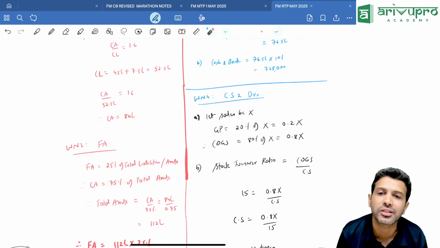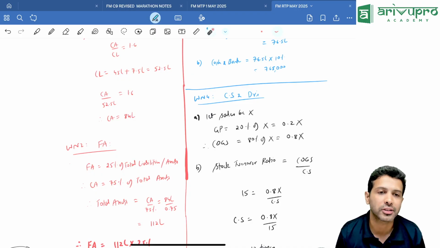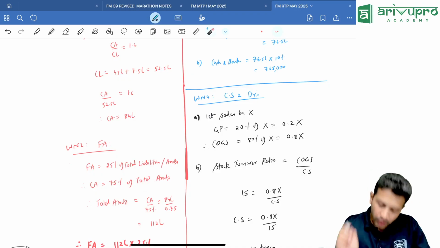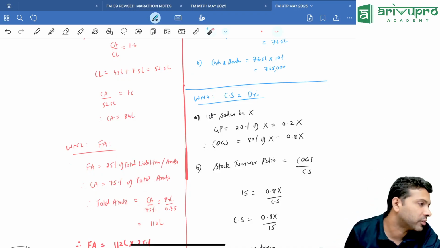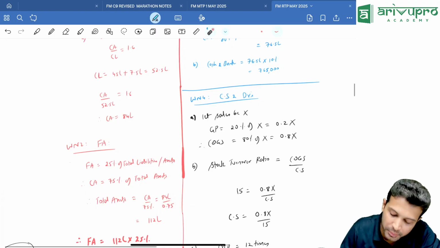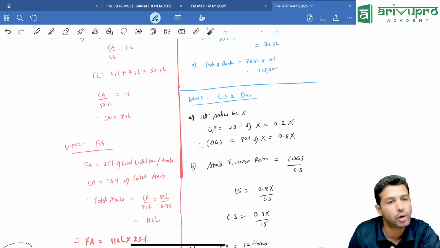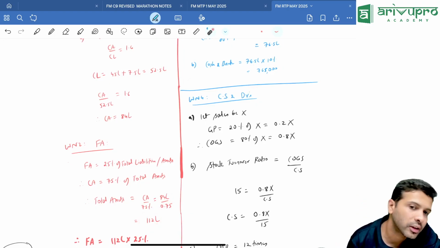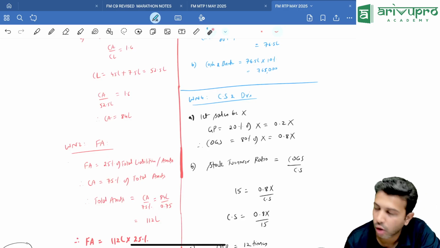Current asset is 75% of total assets. Can't you find out total assets? How do you find out total assets? Current assets divided by 75%. Current asset is 84 lakh, so 84 lakh divided by 75% gives 112 lakh. This is your total assets. Easy, people. Once more, or got it?